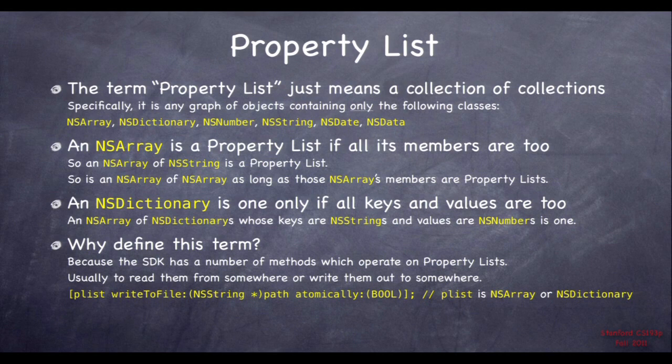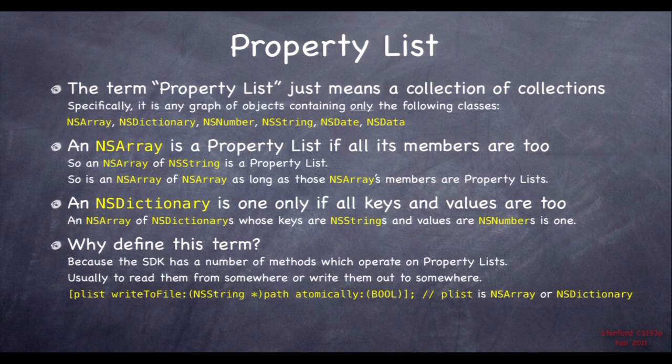Property list. A property list is just a word. It means any combination of NSArray, NSDictionary, NSNumber, NSString, NSDate, or NSData. Those six. So you could have an array of strings. That would be a property list. A dictionary whose keys are strings and whose values are arrays of dates. That would be a property list. An array of calculator brains. Not a property list. You can only have these things in it.